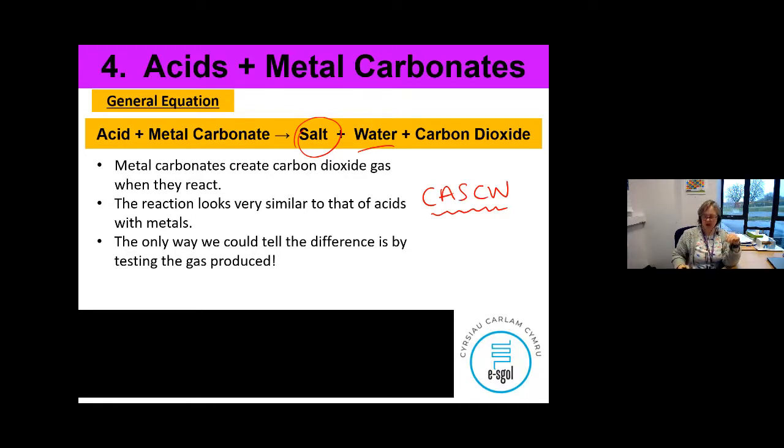So the only way you can tell the difference, if you get bubbling and you've added something to an acid, it could be one of two things. It could be a metal, or it could be a metal carbonate. However, both of them make very, very different products, i.e. one will make hydrogen gas, which will explode with a pop. One will make carbon dioxide, which will turn lime water milky. So the only way to tell the difference is by testing the gas you are supplied with.